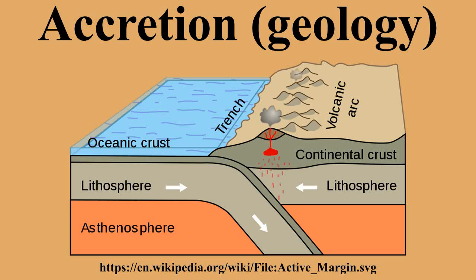Volcanic island arcs or seamounts may collide with the continent, and as they are of relatively light material, they will often not be subducted, but are thrust into the side of the continent, thereby adding to it.